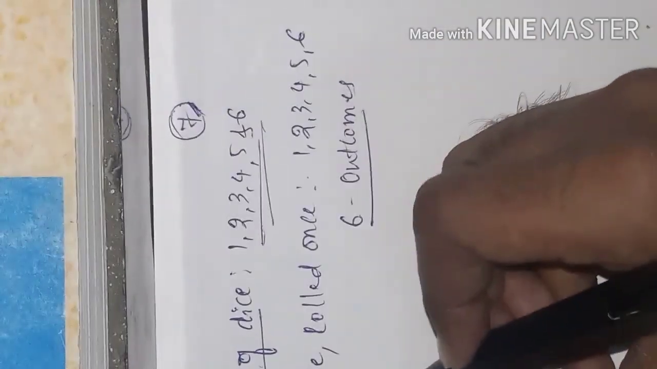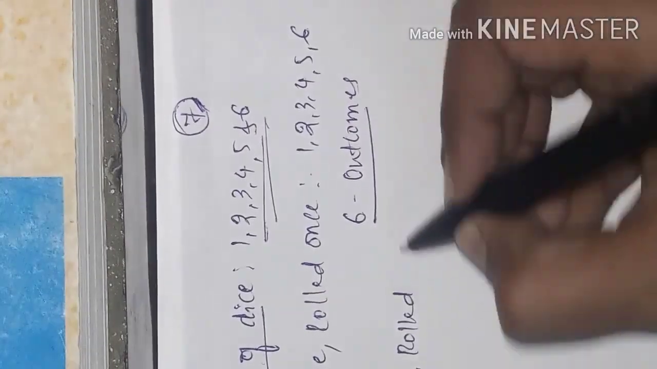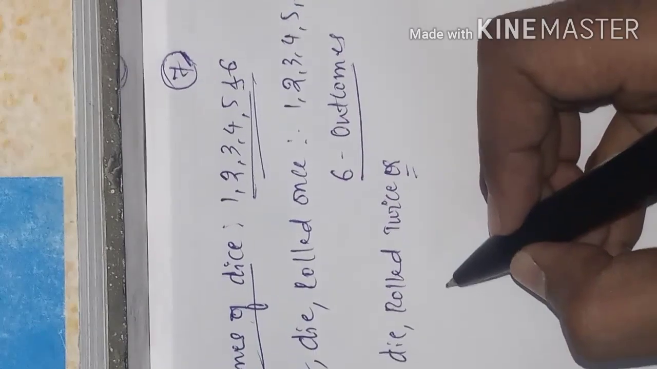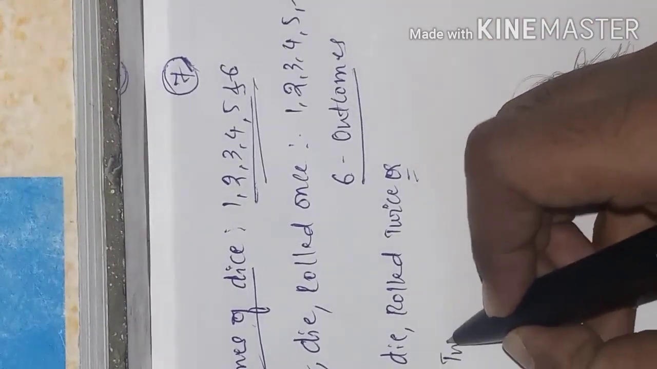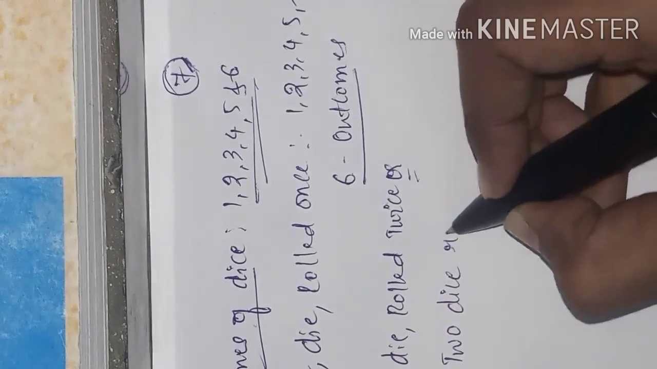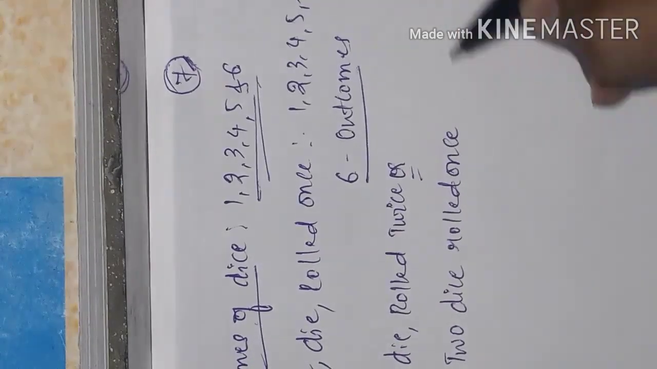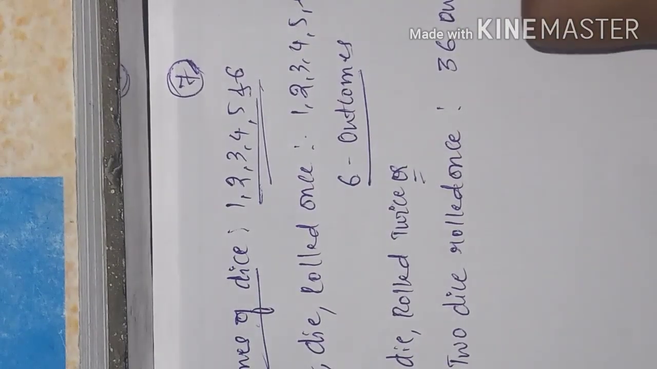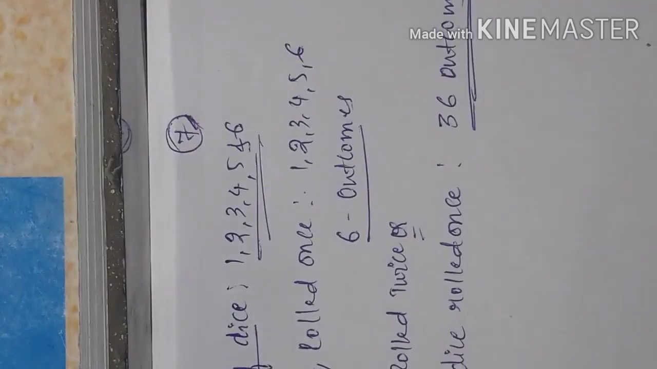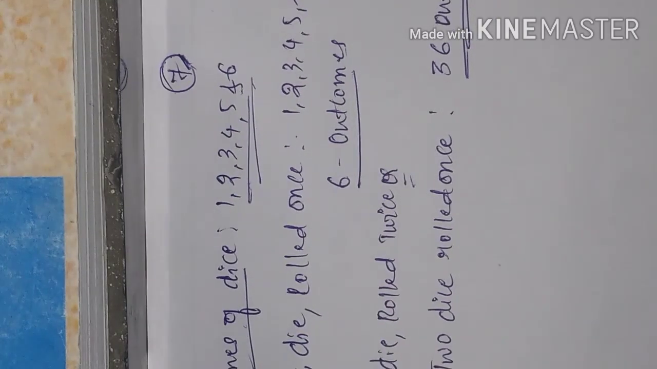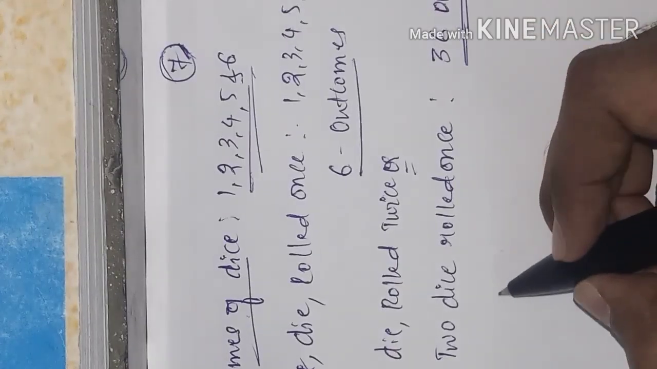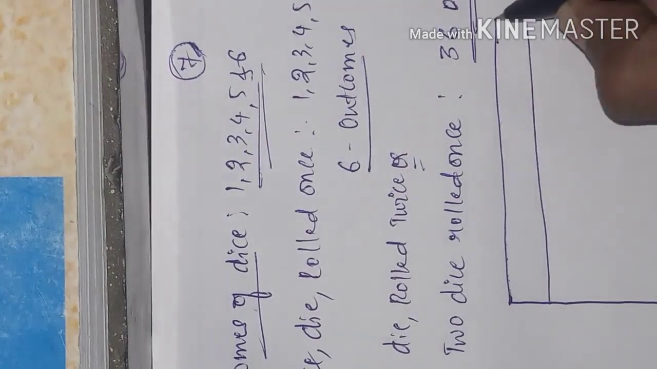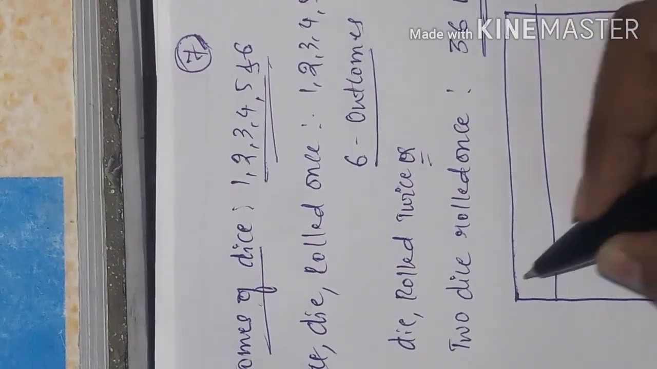When a die is rolled twice, or else we can say 2 dice rolled once, how many outcomes will be there? We have 36 outcomes when it is rolled twice. 36 chances are there of getting the answers. So let us see what they are and how it comes. Let us make a table over here. It is a simple concept, but very important for your exam.